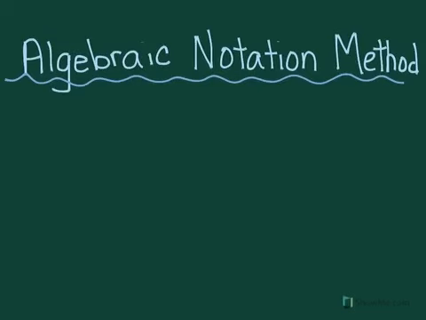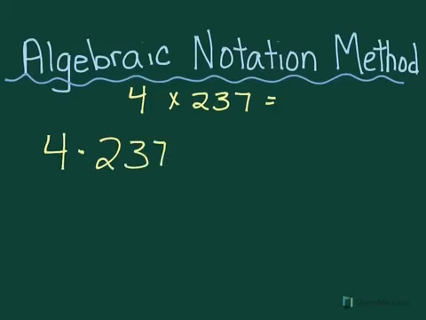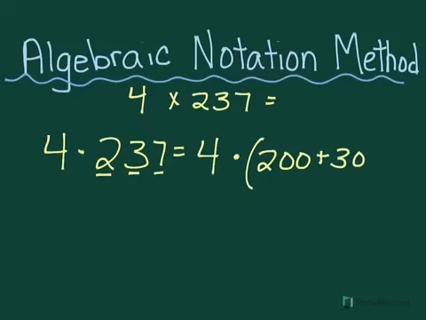A third way to solve 4 times 237 would be using algebraic notation. So I rewrite my problem horizontally, and then I'm going to use my multiplication properties. So I'm going to pull out the 4. I'm going to say 4 times parentheses. I'm going to break it apart by place value. 200 plus 30 plus 7.